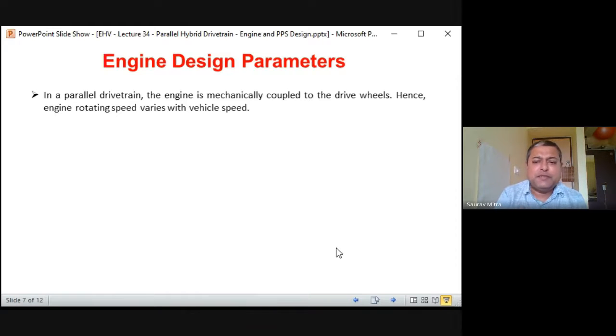So in a parallel drivetrain, as we are doing here, the engine is mechanically coupled to the drive wheel, hence engine rotating speed varies with vehicle speed. Now some very touchy, sensitive issues are being talked about here, you have to understand it. We have seen that there are two sources. One is the PPS, another is the engine. The engine is connected with the torque coupler, and the torque coupler is connected with the drivetrain. So what they're saying is, here the engine rotating speed varies with the vehicle speed. If the engine is rotating faster, the vehicle will be rotating faster. As simple as that.